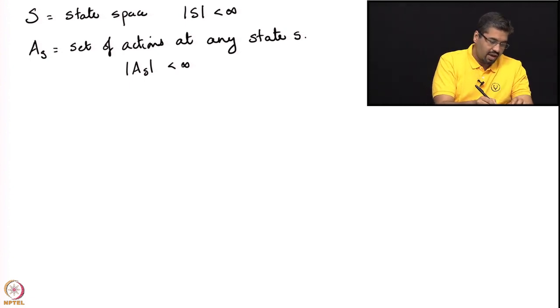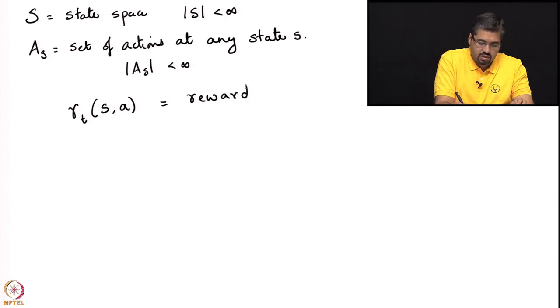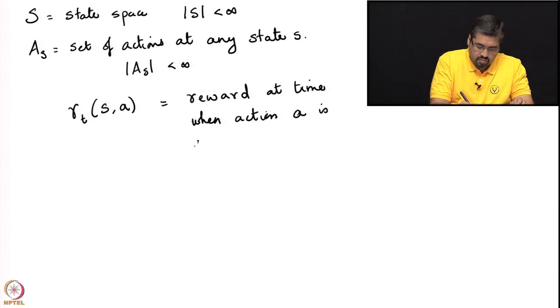So just like we had in the earlier model, we have a reward at each time step. The reward is denoted this way, r_t(s, a). This is the reward that the decision maker receives at time t when action a is chosen in state s.